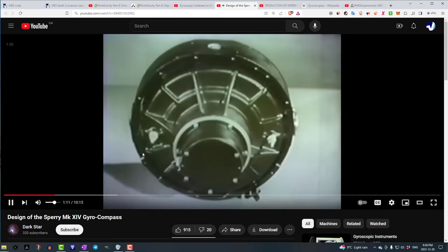All right, so this ring right here holds it so that basically it can tilt about that axis. So if you have an axis right here, this tilts about it.